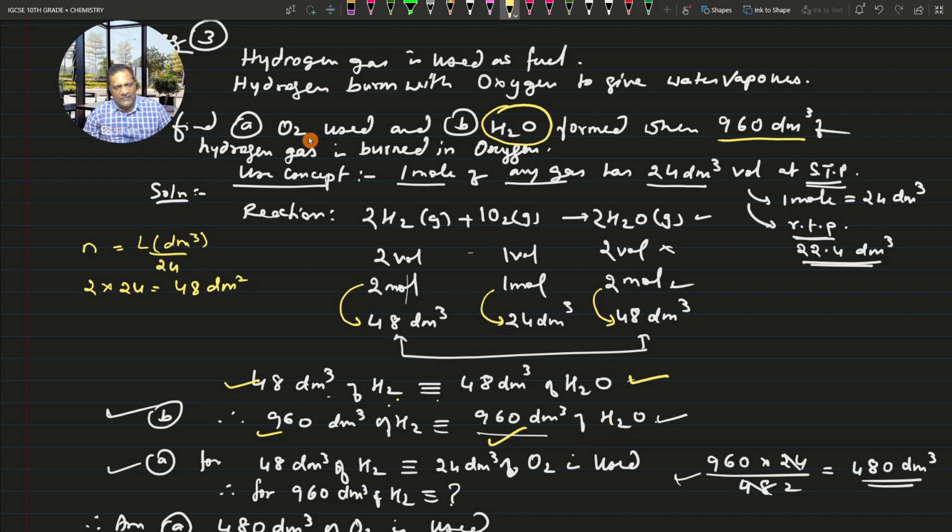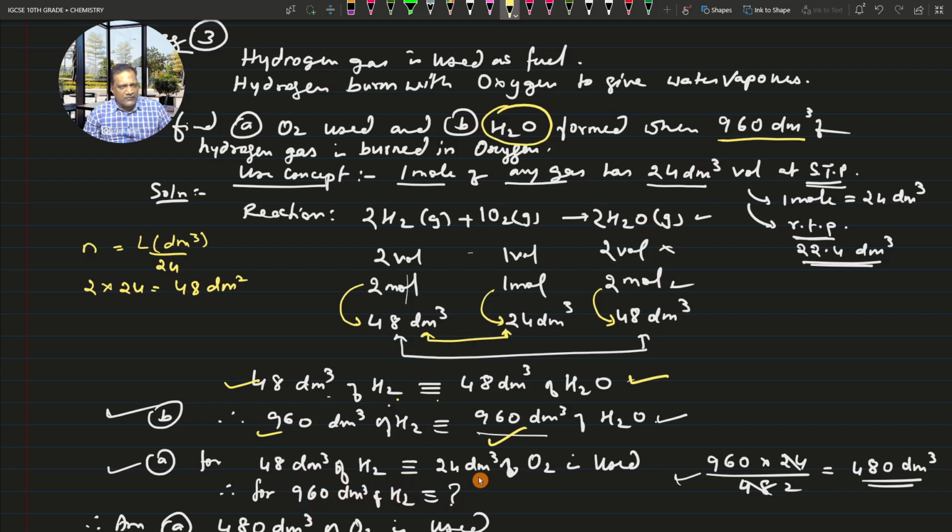Now coming to question number A, that is how much oxygen is used. So we'll go for these two things, hydrogen and oxygen. Now 48 decimeter cube of hydrogen reacts with 24 decimeter cube of oxygen. This is what the reaction is telling us, right? Because it's a balanced chemical reaction, we can always say that 48 decimeter cube of hydrogen reacts with 24 decimeter cube of oxygen. Now, instead of 48, I want 960. So 960 decimeter cube of hydrogen will react with how much oxygen?